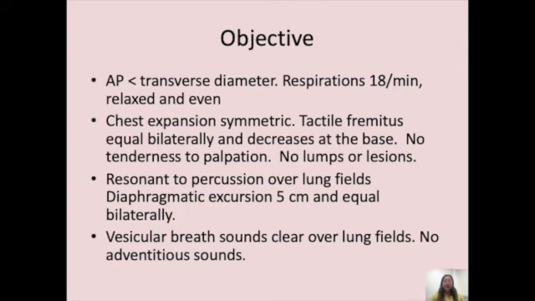In lab, however, when you're listening and when you're getting checked off for your midterm, you want to make sure that as you're listening, you're thinking about whether you're hearing bronchial, bronchovesicular, or vesicular sounds, and then you want to call that out in your verbal charting.